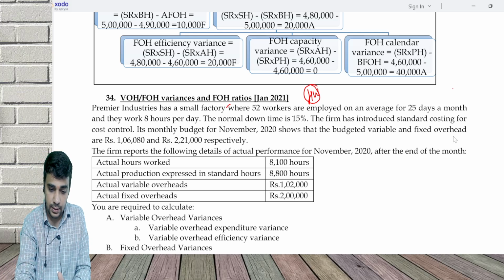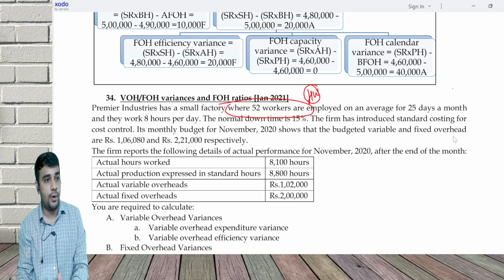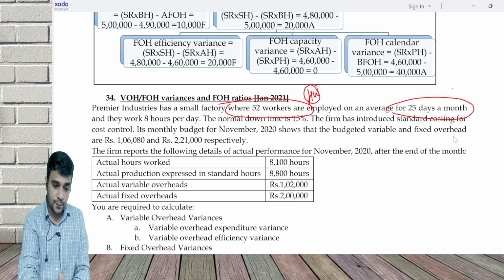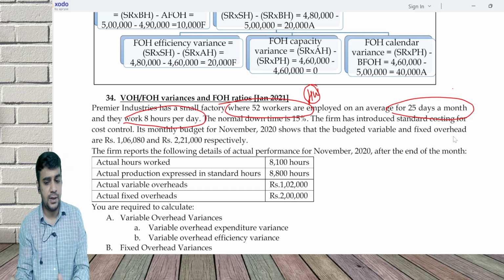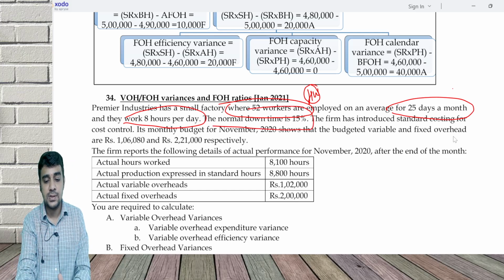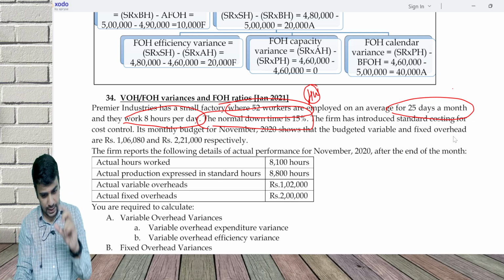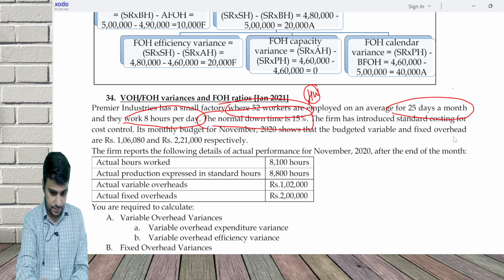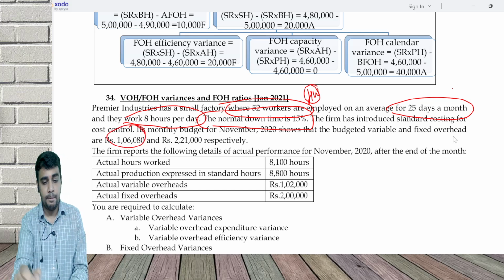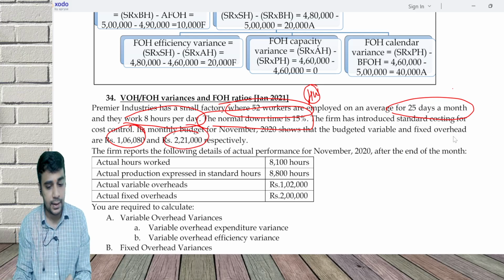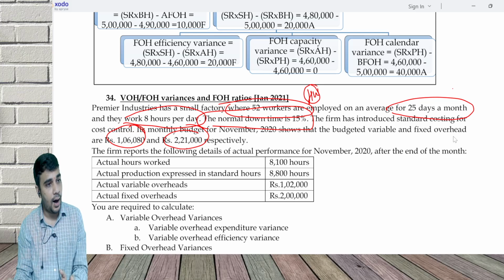So if you see here, 52 workers are employed on an average for 25 days a month. They work for 8 hours per day. Normal downtime is 15%. So once you subtract this 15%, you will get the budgeted working hours. You will compare that with the budgeted variable overhead and budgeted fixed overhead, and get the overhead absorption rate, technically called SR per hour.